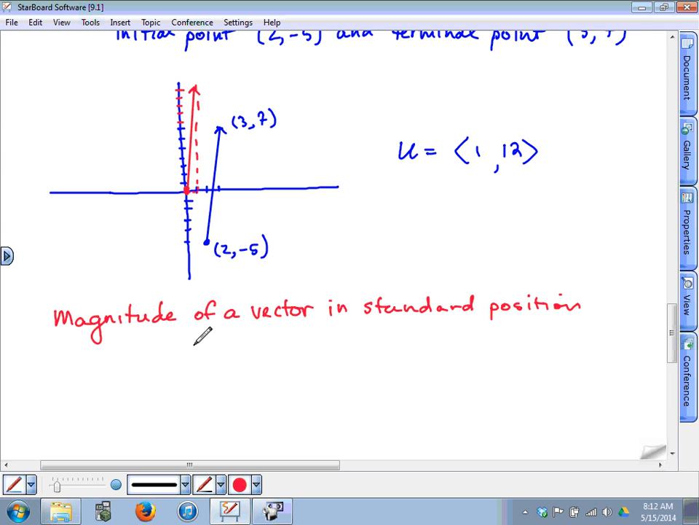So the magnitude of vector v whose components are a comma b is the square root of a squared plus b squared. What is this very, very similar to that we just barely finished talking about in chapter 8?